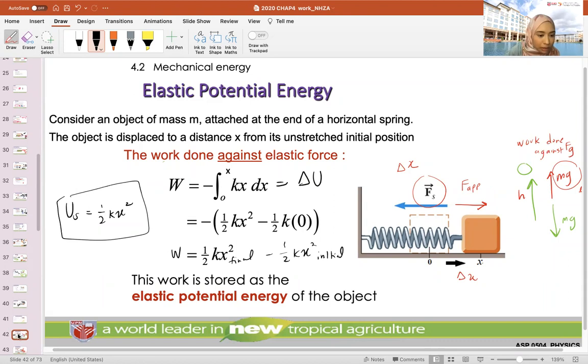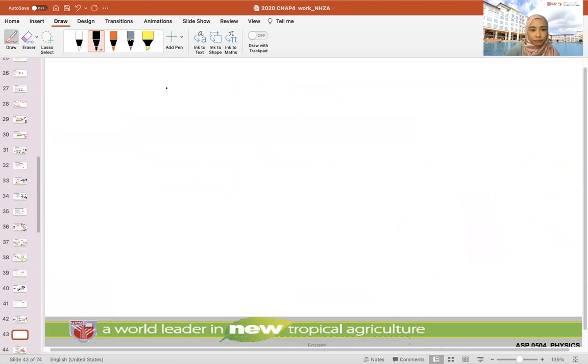Now let's do a little recap on what we have learned so far. So kita dah cakap pasal KE, kinetic energy. We also talked about UG, gravitational potential energy. And we also talked about US. Okay, kinetic energy, gravitational potential energy, and elastic force, elastic potential energy. So this guy, KE is equal to 1/2 mv squared. UG is equal to apa? What is UG equal to?